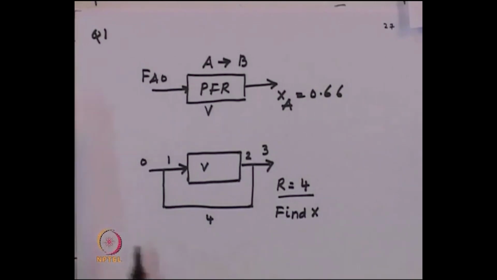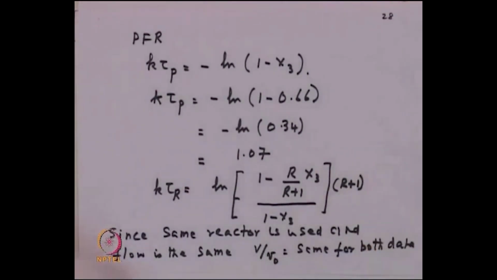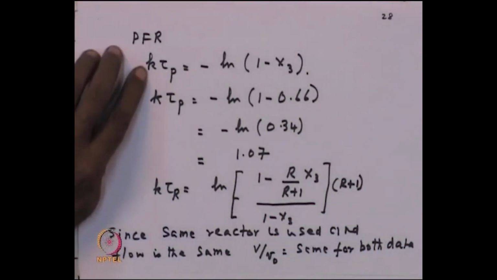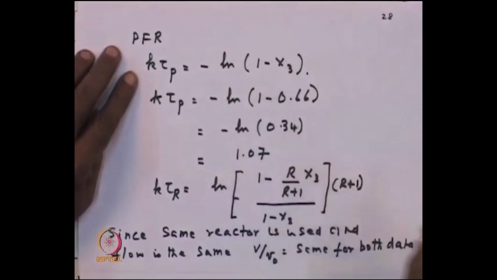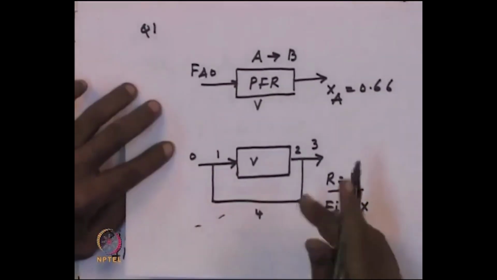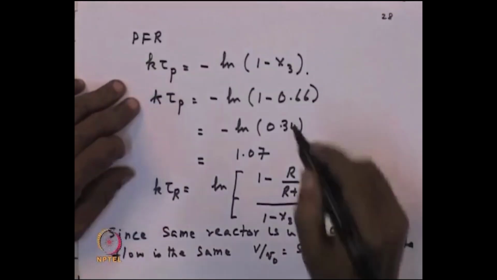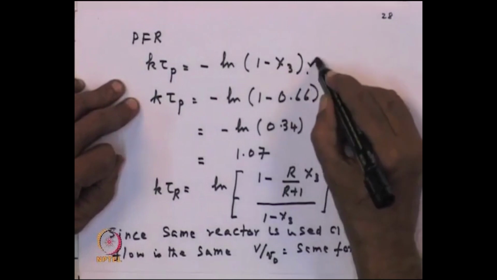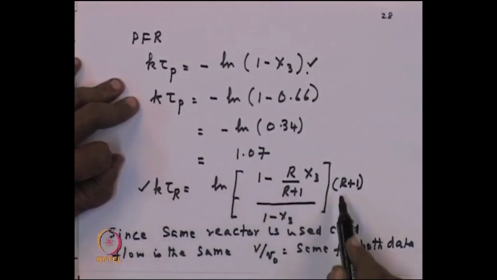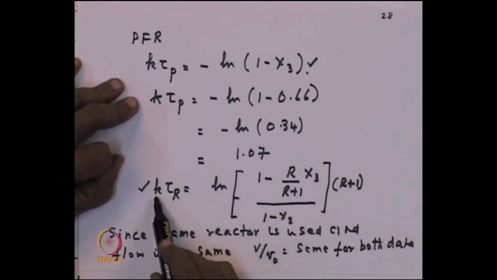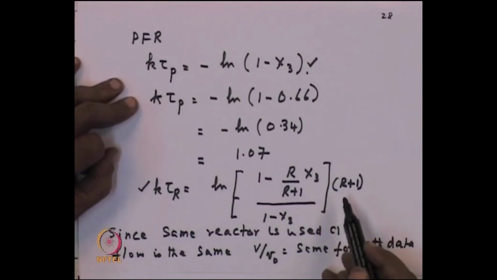To find out, we recognize something that we said a little earlier in earlier classes, that if you have a plug flow device, the relationship between k tau p and x3, by x3 I mean the conversion at the end of the reactor, we have derived already. And similarly, if it is a recycle reactor, then this is the kind of relationship between residence time, rate constant, and recycle ratio. This also we have done earlier.